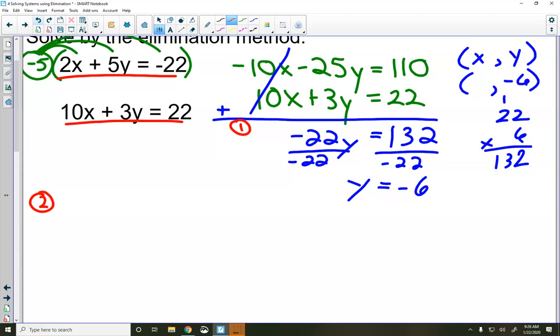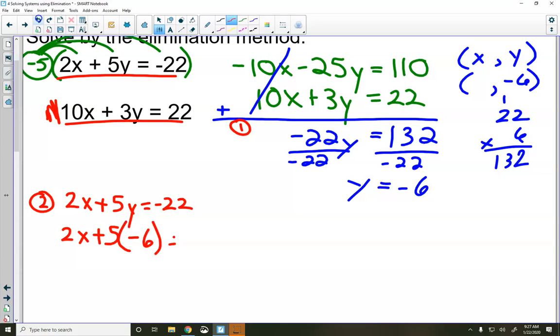So we definitely want to go back and use one of the two original equations before they were altered. So which equation should we use? Top. Okay, so we have 2x plus 5y equals negative 22. And again, we could have used this one, the 10x plus 3y equals 22 also for part 2. It doesn't matter which one of the two, as long as it's one of the original. So we have 2x plus 5, we're going to substitute in parentheses for y, negative 6. And that is equal to negative 22.